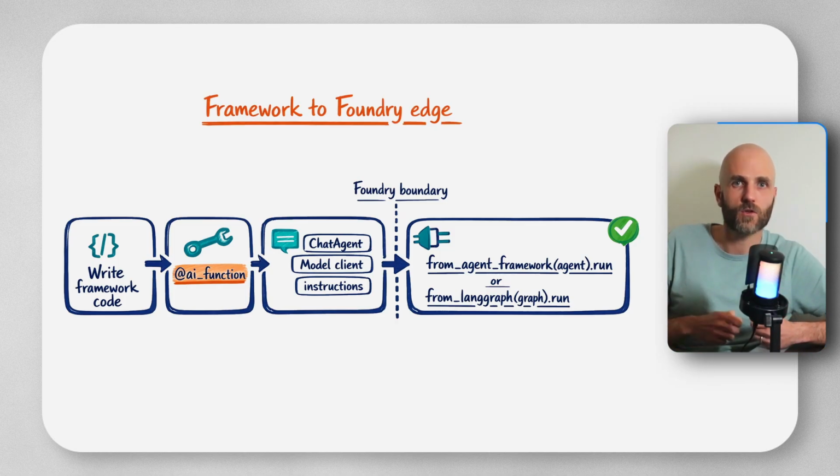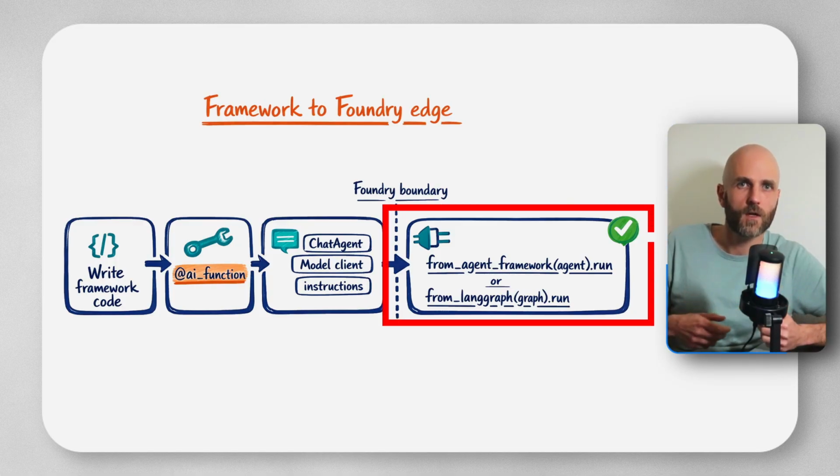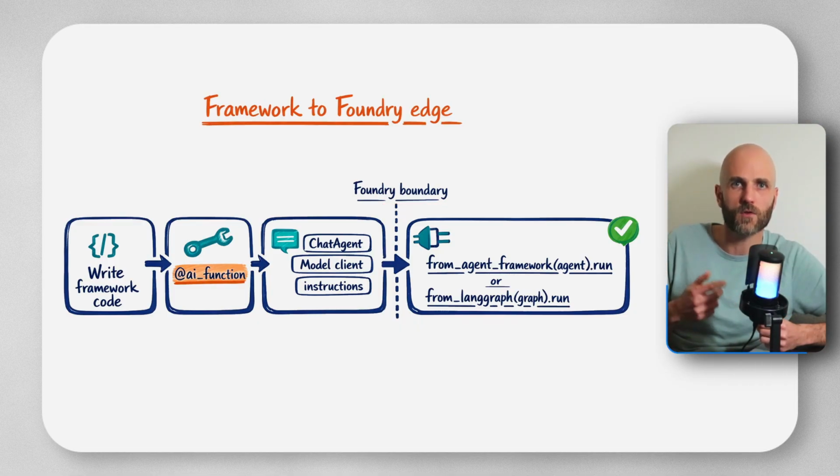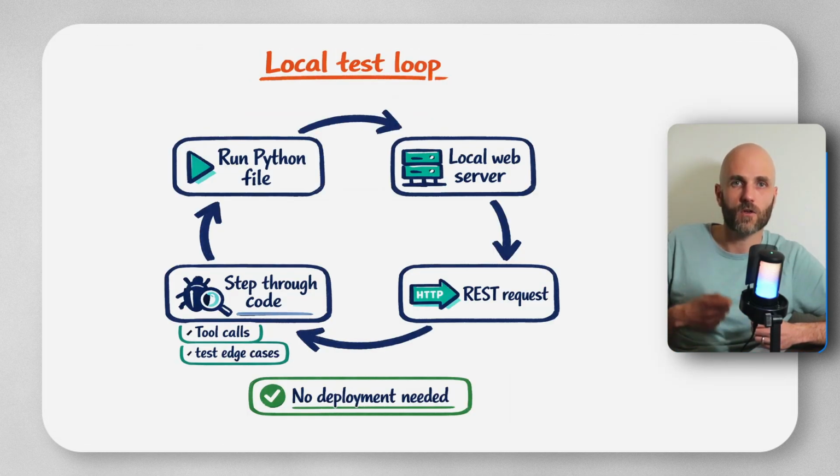Then I add the hosting adapter, and this is where Foundry enters the picture. For Microsoft Agent Framework, it's one line from agent framework agent.run. For LangGraph, I think it's from LangGraph graph.run. And before that line, I have a framework agent. After that line, I have an HTTP service that speaks the Foundry protocol. And I can test it locally.